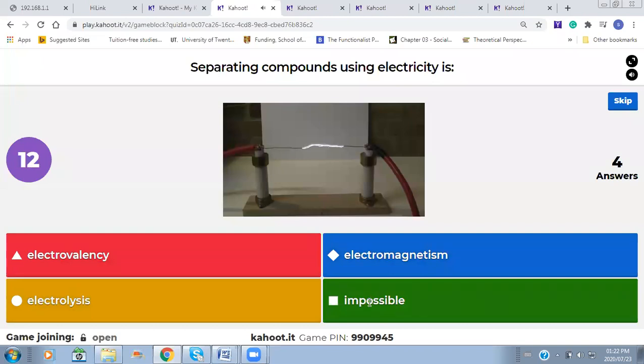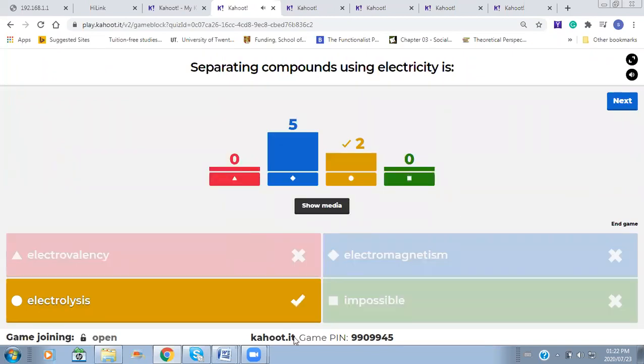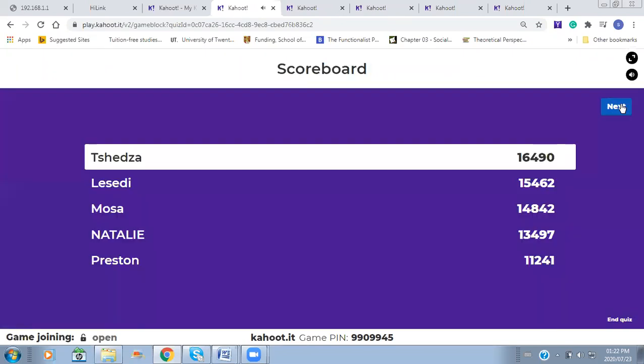This is impossible. Let's go: 10, 9, 8, 7. The clock is ticking. 5, 4, 3, 2, 1. There you go. The correct answer is 2, and only 2 people got this one right. Let's see who those are. It's Teza and Lisady. Let's get going.